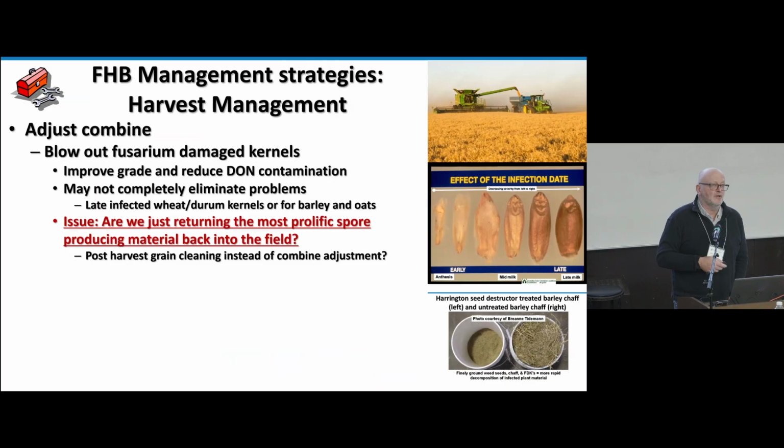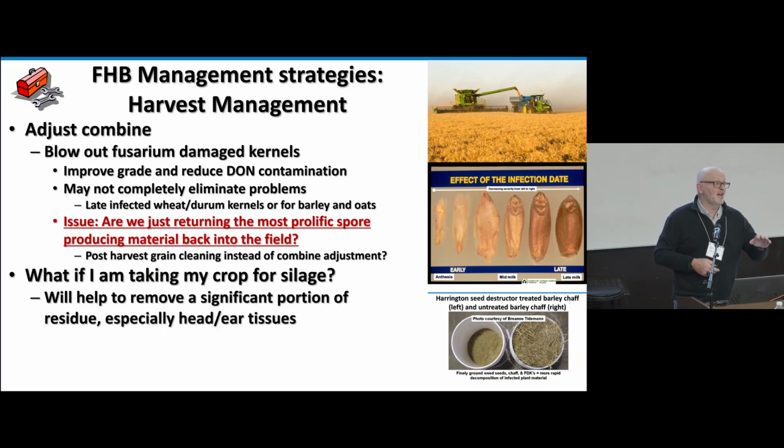The one thing I want to leave with you here, one strategy that producers use at the time of harvest is to adjust the combines to blow those FDKs out the back of the combine. Works well for wheat, not so much for barley and oat. Might help a bit, but not really a whole lot. The problem is that you're putting those FDKs back into the field. And those FDKs, that plant tissue, are the most prolific producers of the perithecia and the ascospore stage. So you're just setting yourself up for a problem in subsequent years.